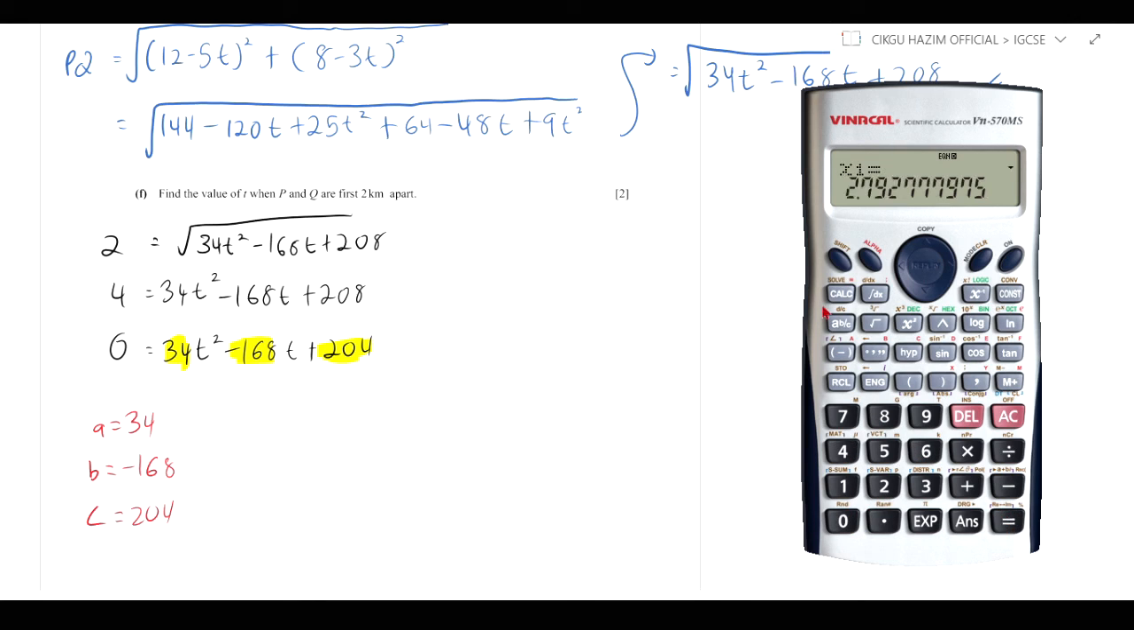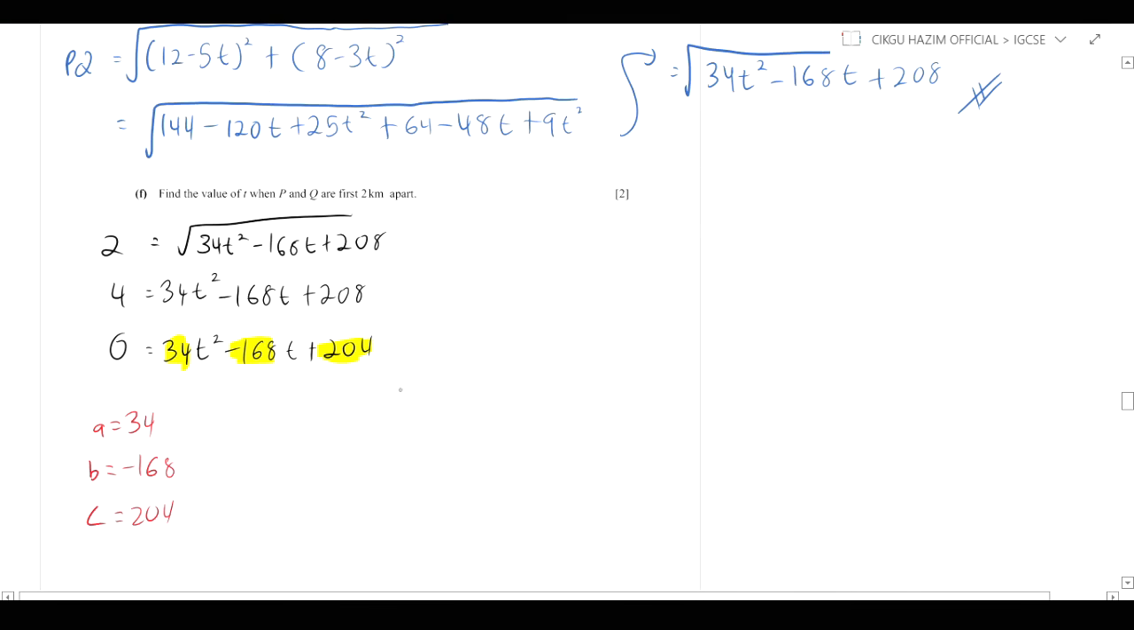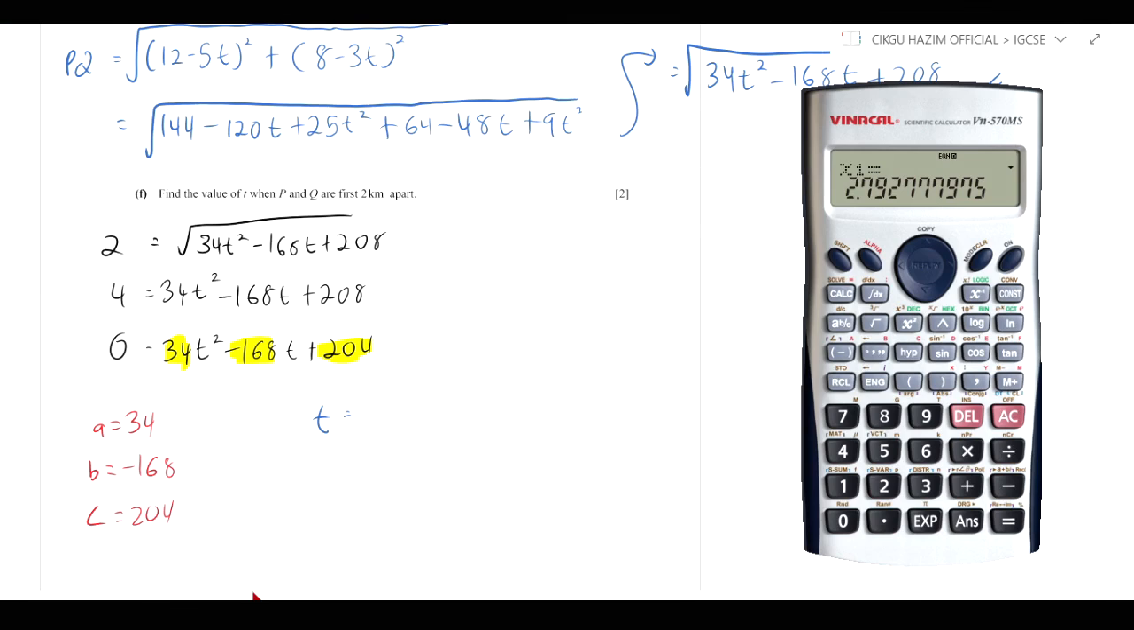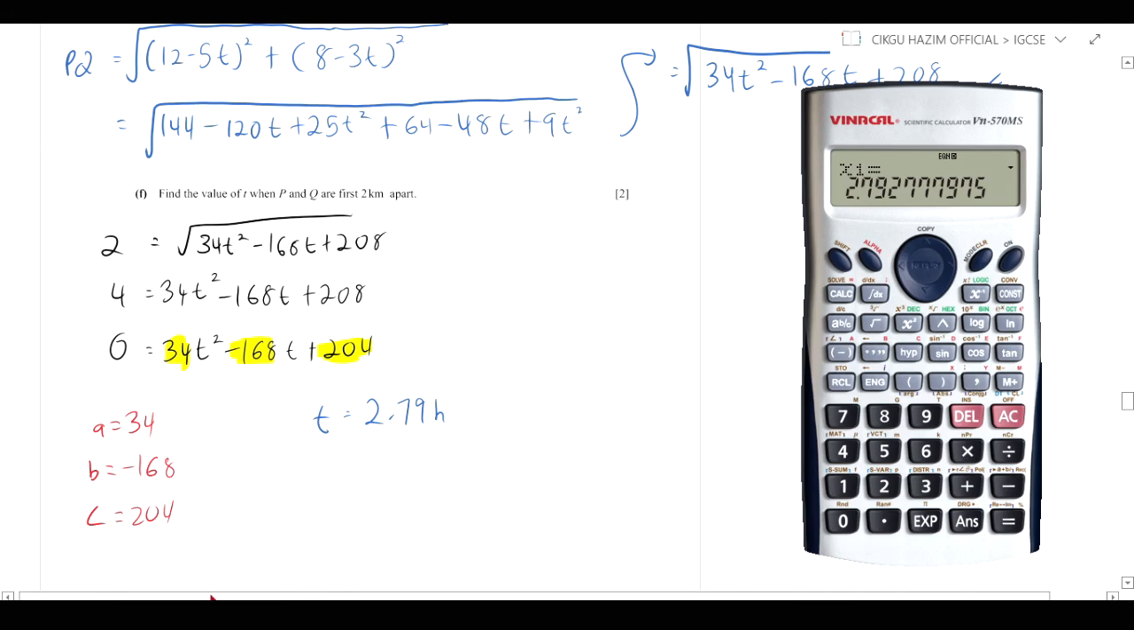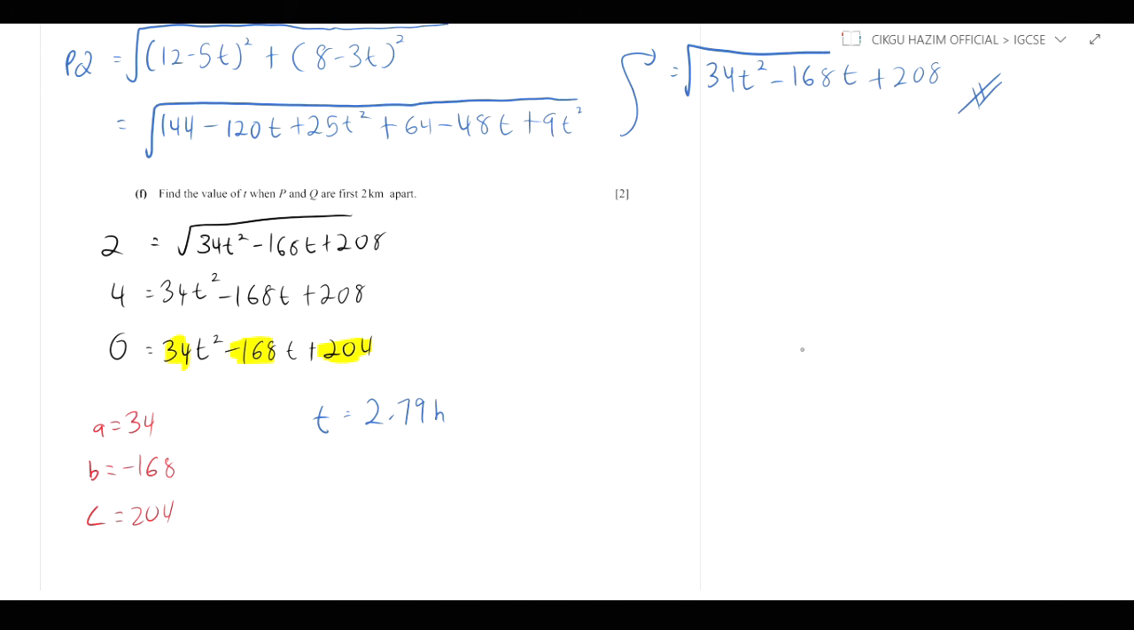Press in the calculator and you're going to have two answers. The first t is 2.79 hours, and the other time is 2.15 hours. They say the first time they are 2 km apart, so which comes first? The one that comes first is 2.15. So the first time the distance is 2 km is at 2.15 hours. That's how we do this question.